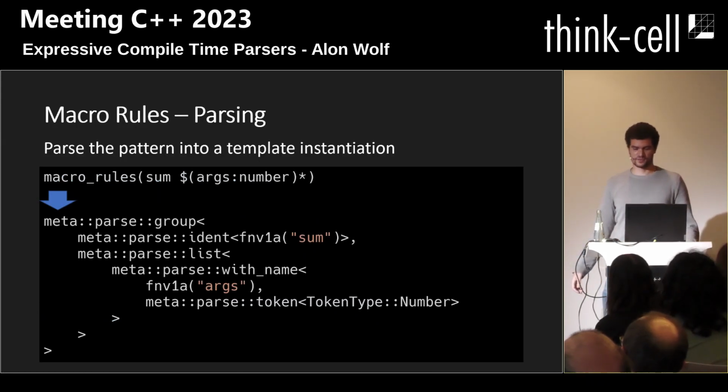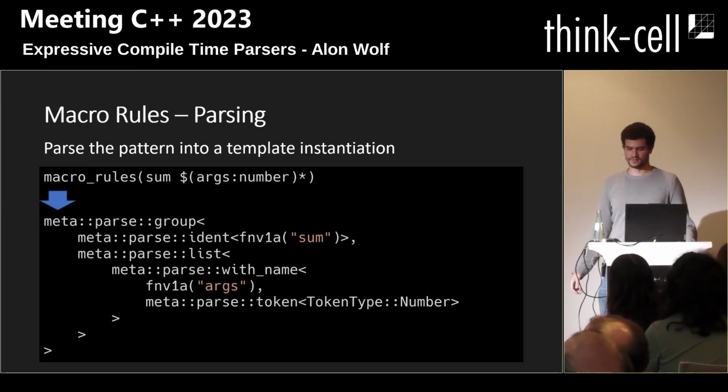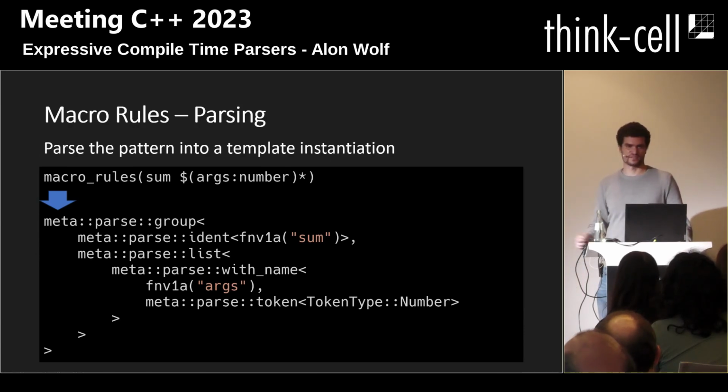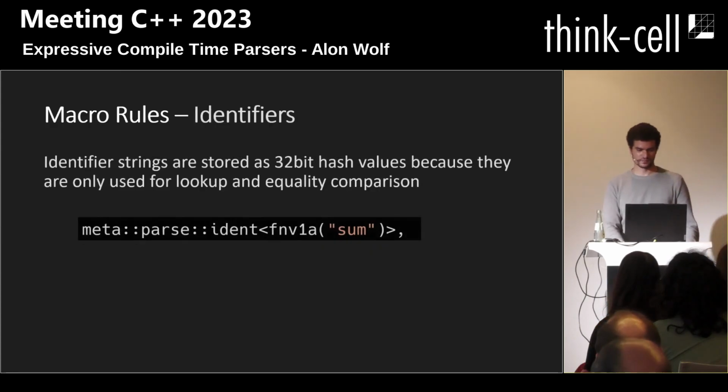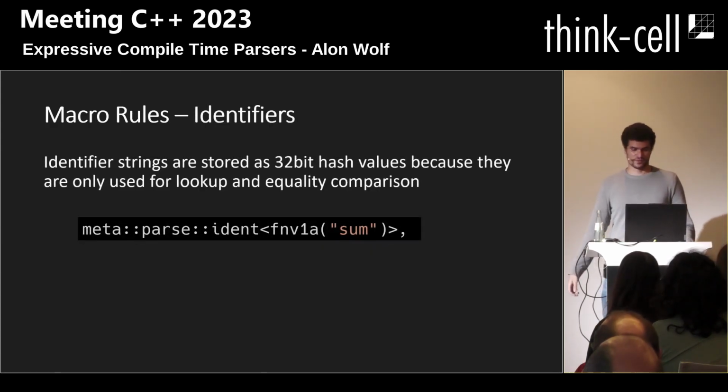Internally, the library uses a compile time parser to create a template that represents the AST. You can also write the template directly instead of using the macro rules macro, but I think the syntax above is more expressive and easier to work with. Okay, so identifiers in macro rules are only used for lookup and equality comparison. So they are converted into 32-bit hash values because it's easier and more efficient to pass them around than a variable size string.